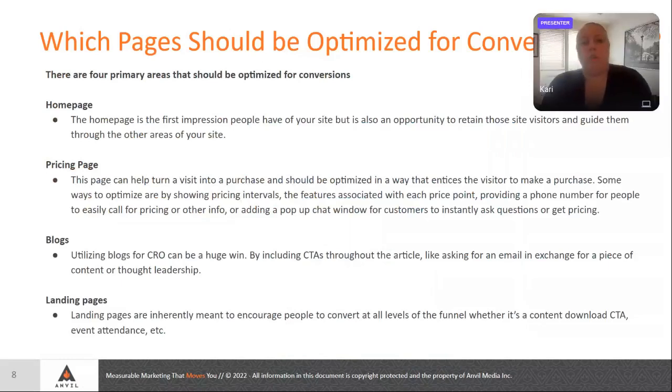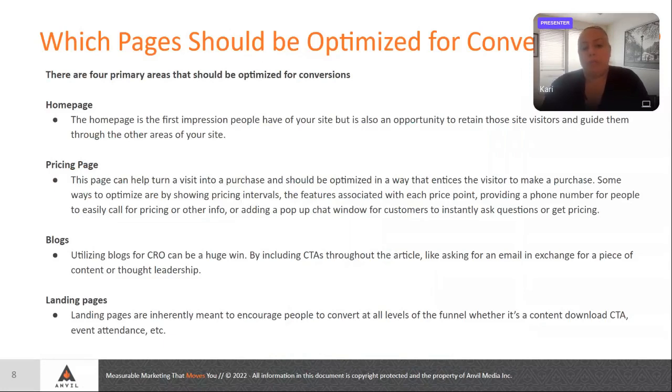And then just a quick transition into where these calls to action live and how the pages on your site should be optimized for conversion rate. So there are four primary areas that should be optimized for conversions. That's the homepage, pricing page, blogs, and landing pages.